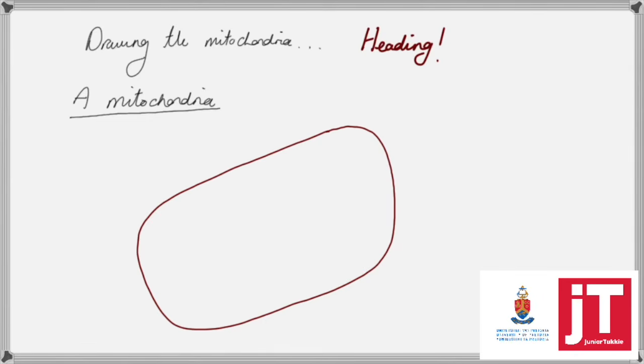So when I draw the outer membrane over here, I need to make sure that the shape of my mitochondria is correct before I start inputting all of the detail that I'm going to be representing in my biological drawing. So this is like the foundation of my biological drawing. So my shape is correct. I've labeled it as the outer membrane. Fantastic.